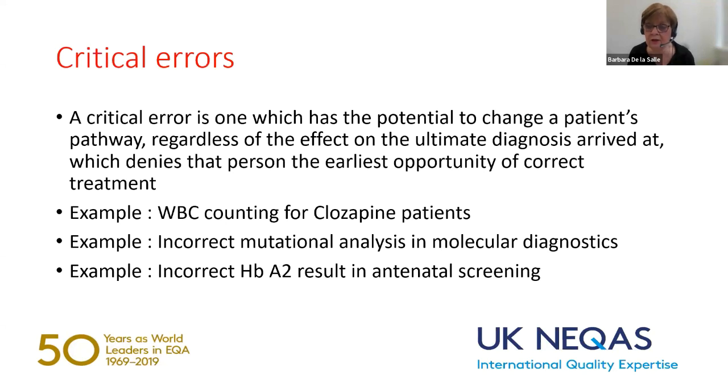The one thing that you should look at and you should be aware of when you're looking at your report is, have you made a critical error? Regardless of what the score might be, a critical error is often one that will have a high DI, even if your score is good. So you do need to actually look at those, which is why I would advocate people actually looking at DIs that are greater than 3. So a critical error is one that has the potential to change a patient's pathway, regardless of the effect of the ultimate diagnosis arrived at, and which might deny that person the earliest opportunity of correct treatment.